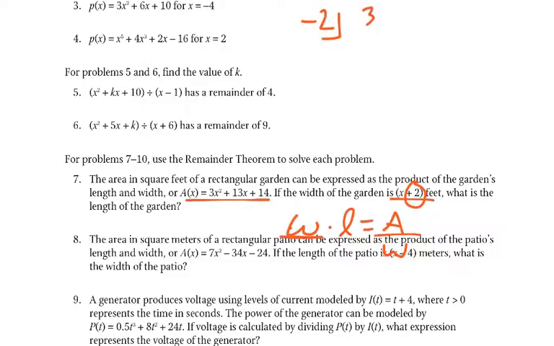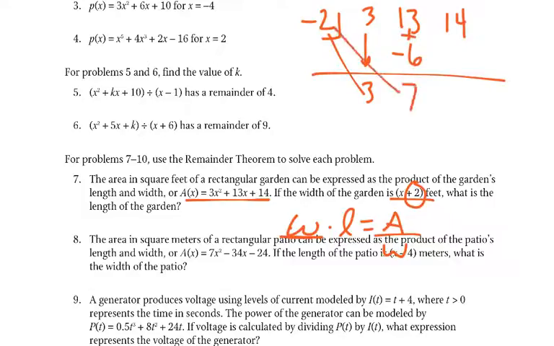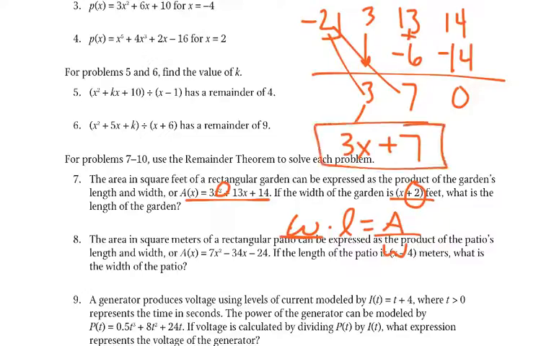Then I have 3, 13, and 14. So I do synthetic division. This times is negative 6, add these, it's 7. This times is negative 14, add these, it's 0. So we started with x squared, so we get 3x plus 7. That's what our length would be.